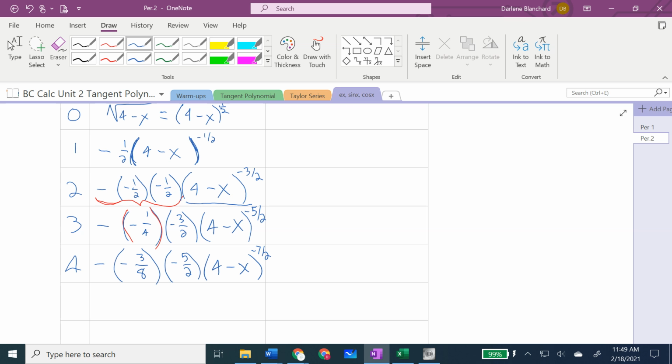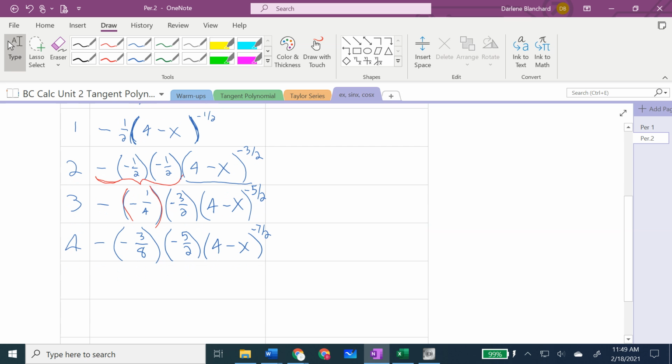Now, without going through the derivative process, but just thinking about what does happen, can you write down what the fifth derivative is going to end up being?